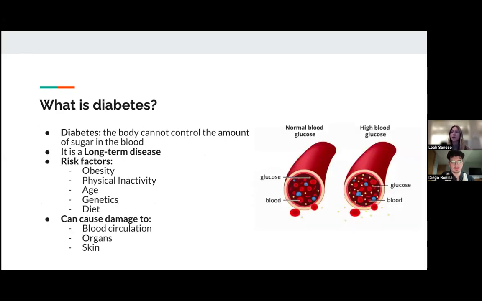Okay, now we're going to talk a little bit about what diabetes is. So, diabetes is when the body cannot control the amount of sugar that's in the blood. It is a long-term disease, and some of the risk factors include obesity, physical inactivity, age, genetics, and diet. And it can cause damage to blood circulation, organs, and skin. And we're going to talk a little bit more about this later on in the presentation.